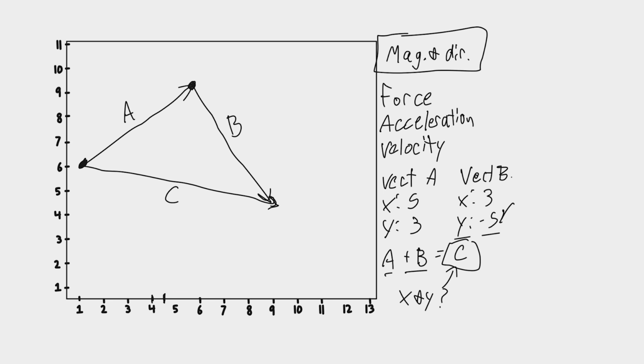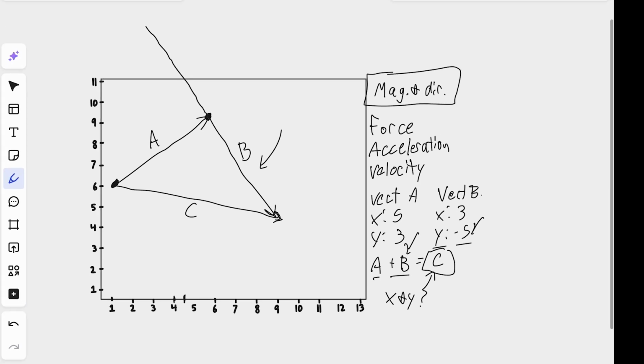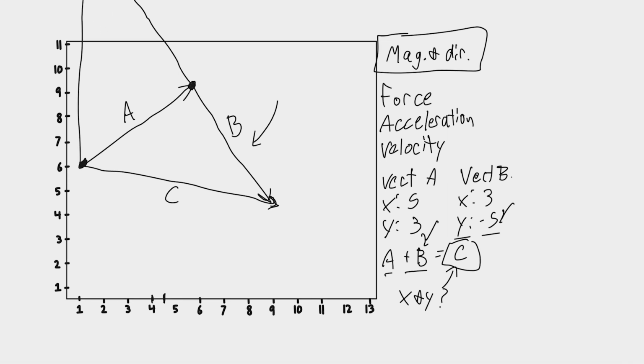Real quick, if we were subtracting b from a, so if this was vector a minus vector b, you would do a lot of the exact same things, but you would just flip the direction of vector b. So you would draw a line that looks more like that, and then vector C would go that direction. So that's how you would draw this out.